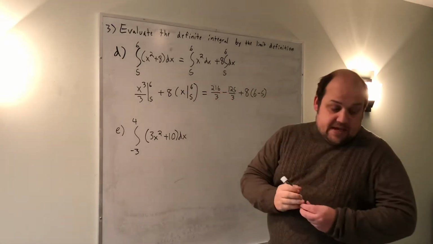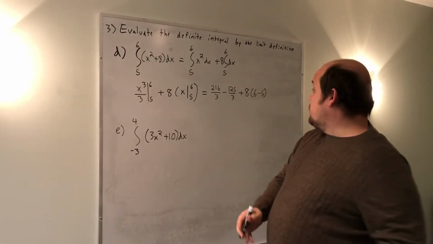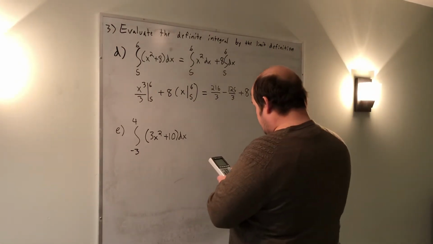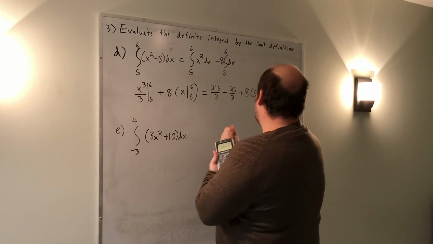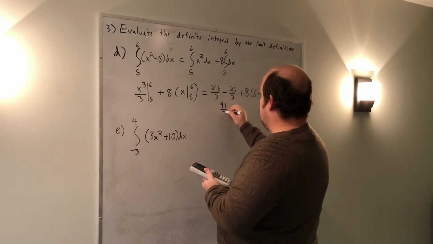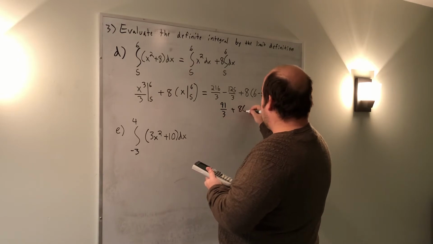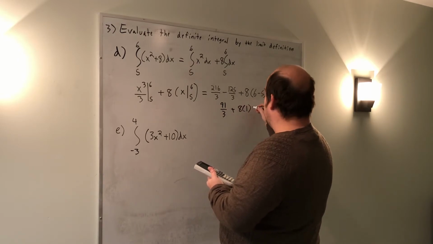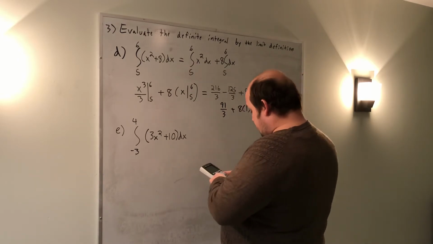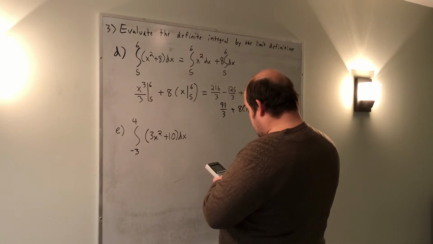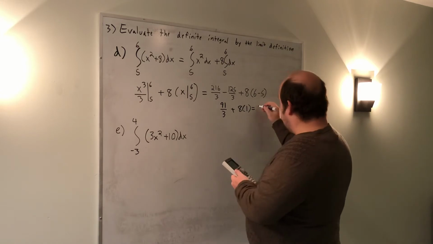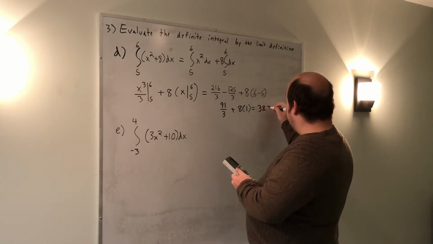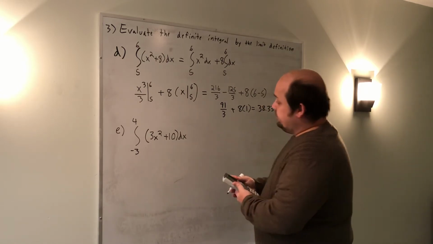When I do this in my calculator, if I take 216 minus 125, that gives me 91 over 3. I'm adding to that 8 times 1. So if I do 91 divided by 3 plus 8, it gives me a final answer of 38.33 repeating.